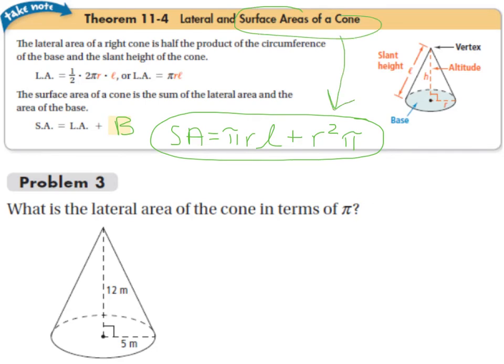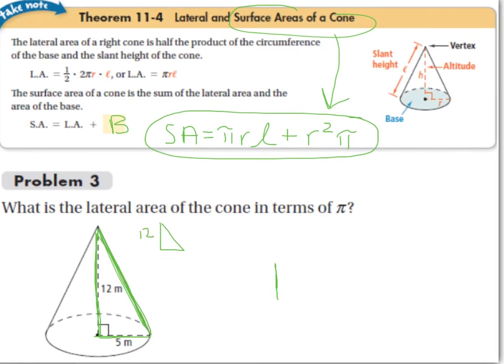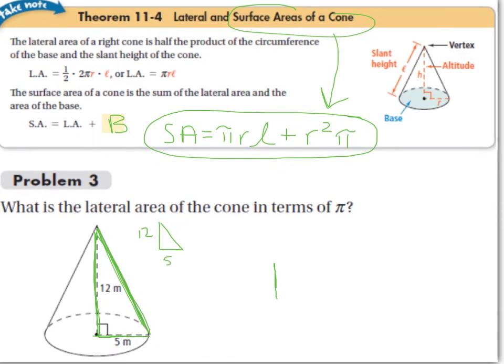So when I'm looking at this next problem, I have my altitude or my height of my cone. Just like the problems that we were just dealing with, I need to find my slant height. I need to find this length right here. So if I draw a right triangle, I'm going to have 12 on this side, 5 on this side, and I'm looking for my slant height. So it'd be 12 squared plus 5 squared is equal to L squared, which would be 169 is equal to L squared, and then take the square root. 13 is equal to L.